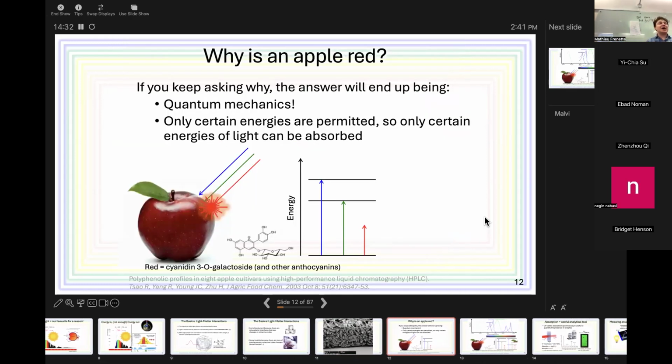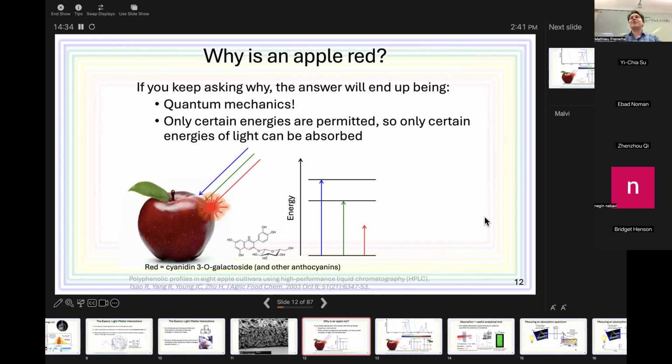Now, let's talk about colors. Why is an apple red? I have 3 kids and they ask questions. And so I'll explain it as if I was both the child and the adult. So why is an apple red?